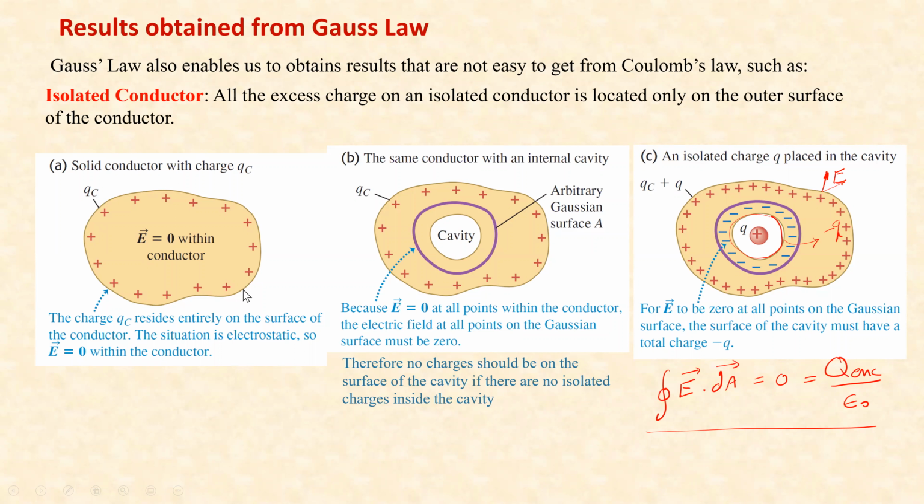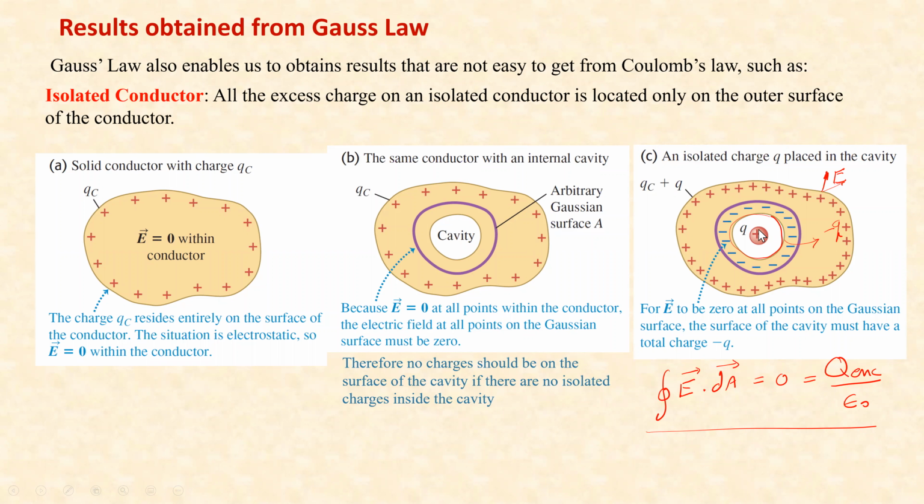And also we said that Gauss law requires that if you have any excess charge on a conductor, all the excess charge goes on the surface. There's nothing inside the conductor. And even if you have a cavity, but no charge inside the cavity, all the excess charge goes only on the outer surface of the conductor.